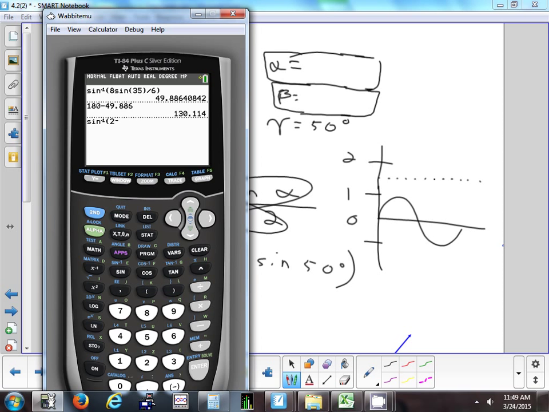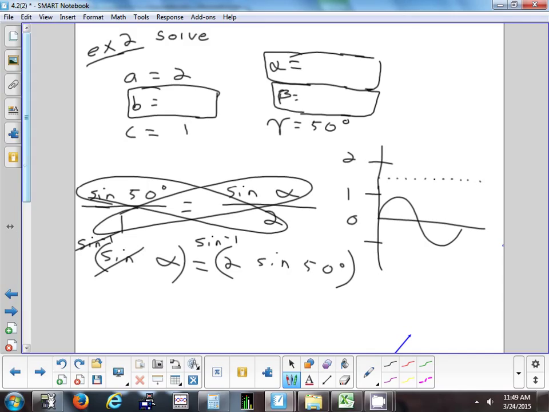Inverse sine of 2 sine 50. It says error. Okay. So what I do is go back, check, make sure, did I type it in right? Inverse sine 2 sine 50. Yep, typed it in right. So because I'm getting an error, there's no solution. Well, if you can't get a solution for alpha, you can't add alpha and gamma together and get beta. So then there's no solution for beta. And if you can't find beta, you can't find the side that's across from it. So there's no solution for this problem.